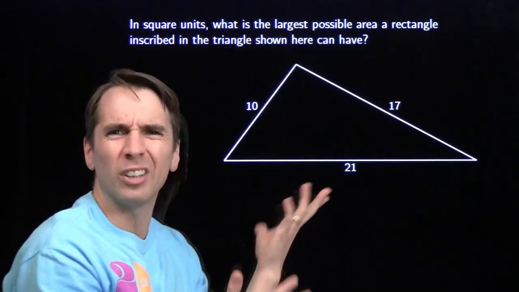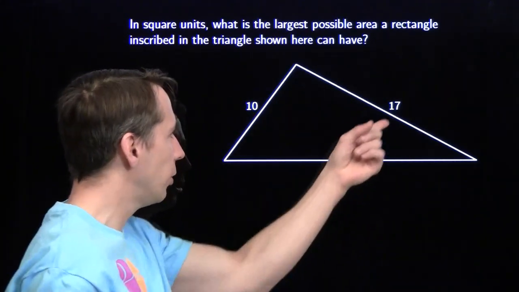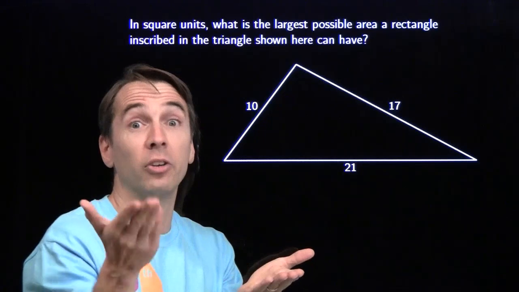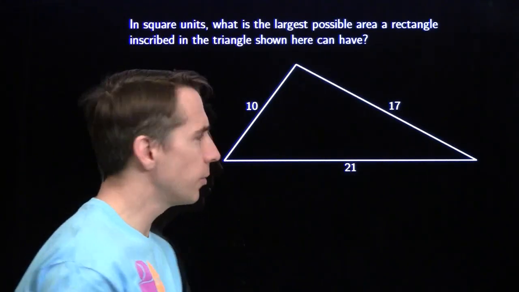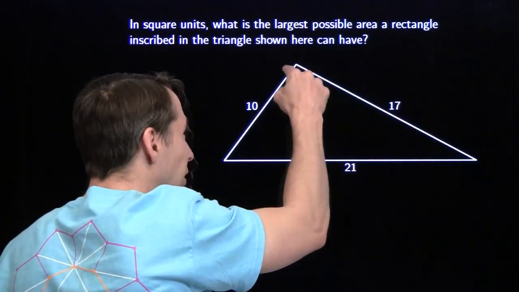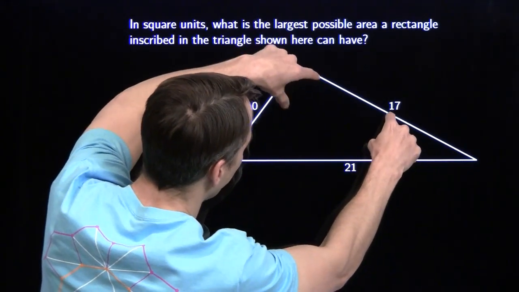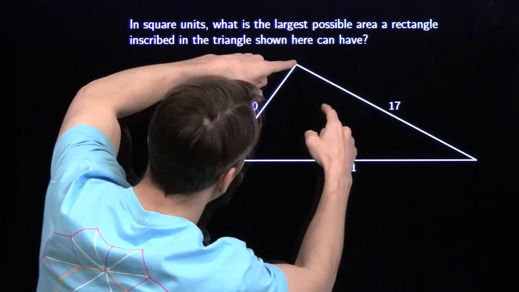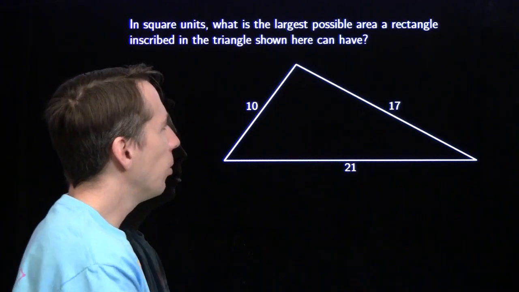Oh, the triangle looks obtuse. Well, we can see that it's obtuse by seeing that 10 squared is 100, 17 squared is 289. Add those together, you get 389. 389 is less than 21 squared, which is 441. So that tells us that this angle up here is indeed obtuse. So if we tried to make a rectangle by starting with two vertices over here, that's not going to work, because this side's going to run away from us. And that's no good.